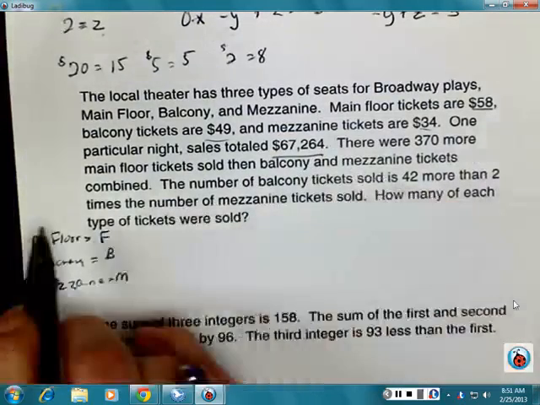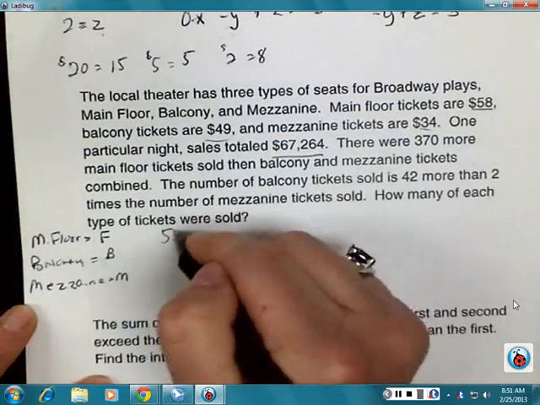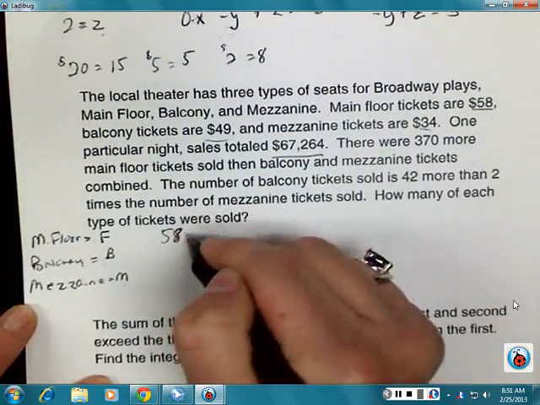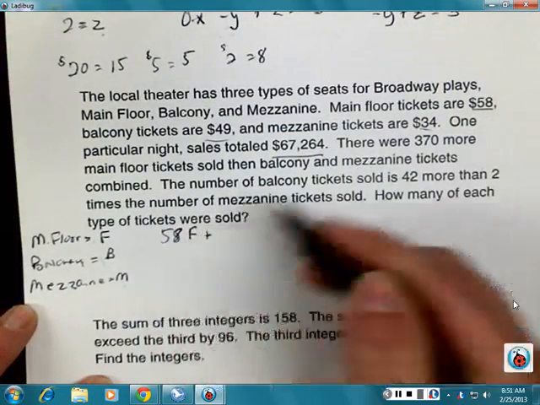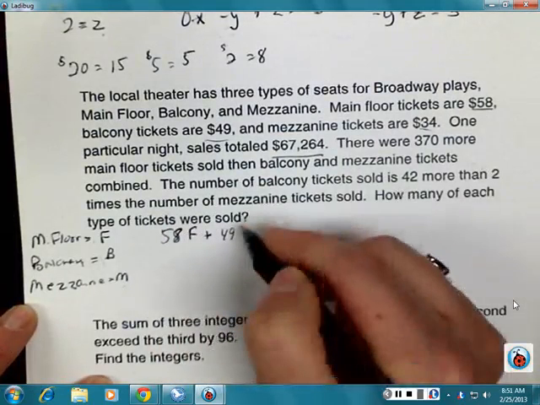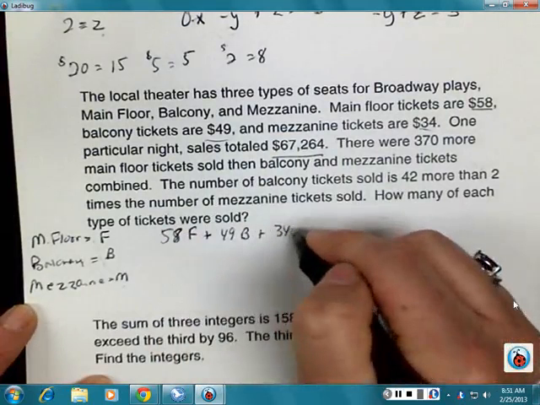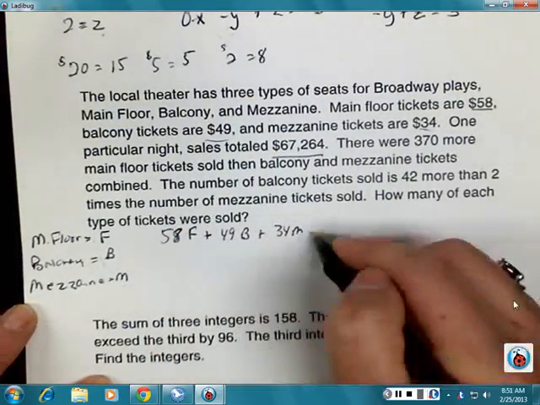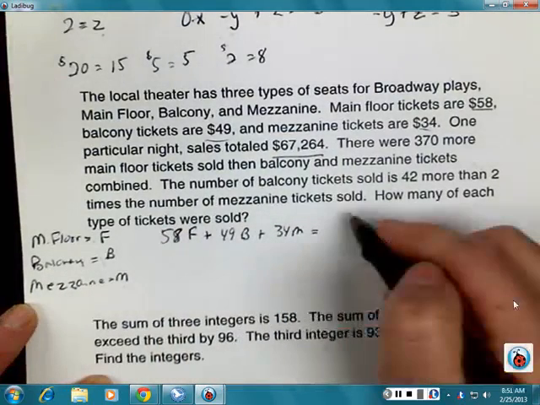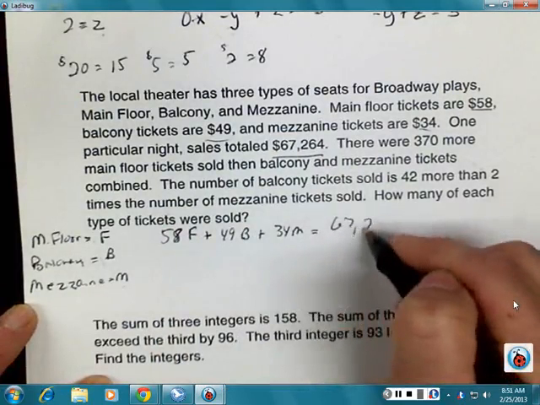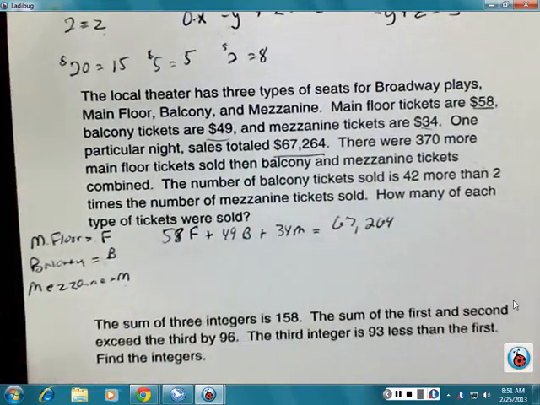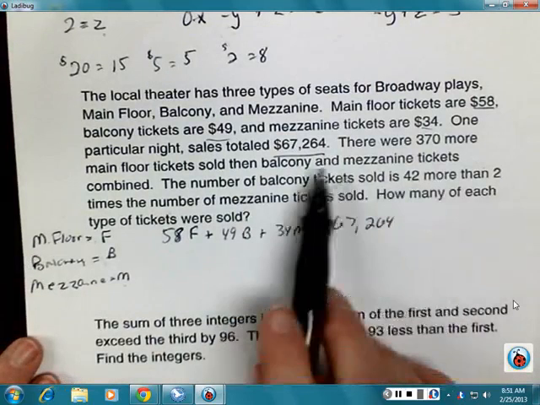Basically, I have 58 times the floor, plus 49 times the balcony, plus 34 times the mezzanine. And that's all going to equal $67,264. So far, so good? Okay. Next, it gets tricky here.